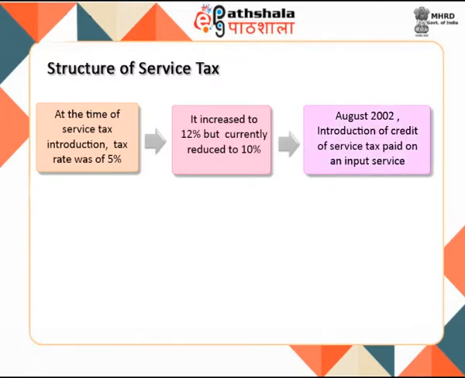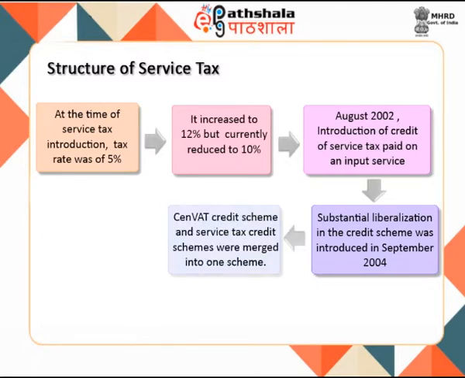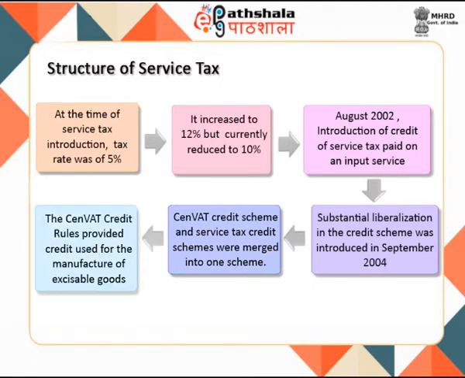Until 2002, service tax was a cascading type tax. There was no mechanism to allow for credit of tax paid on services used as input. For the first time, in August 2002, credit of service tax paid on an input service was introduced. However, a substantial liberalization in the credit scheme was introduced in September 2004. The SENVAT credit scheme and service tax credit schemes were merged into one scheme. The CENVAT Credit Rules 2004 thus provided for credit of the tax paid on input services used in providing output services or when used for the manufacture of excisable goods.